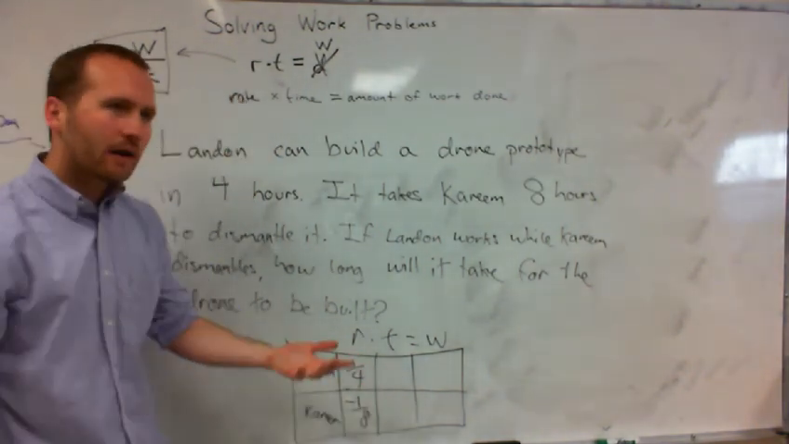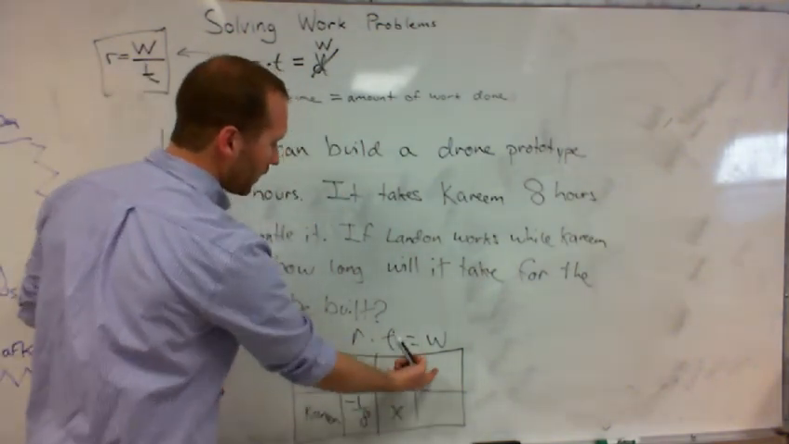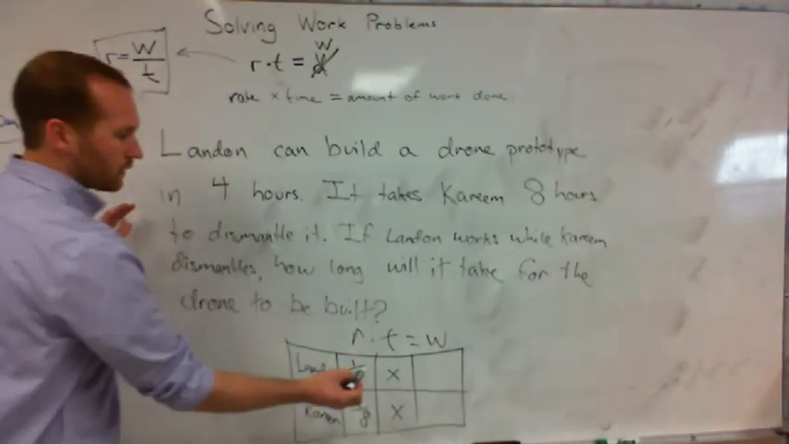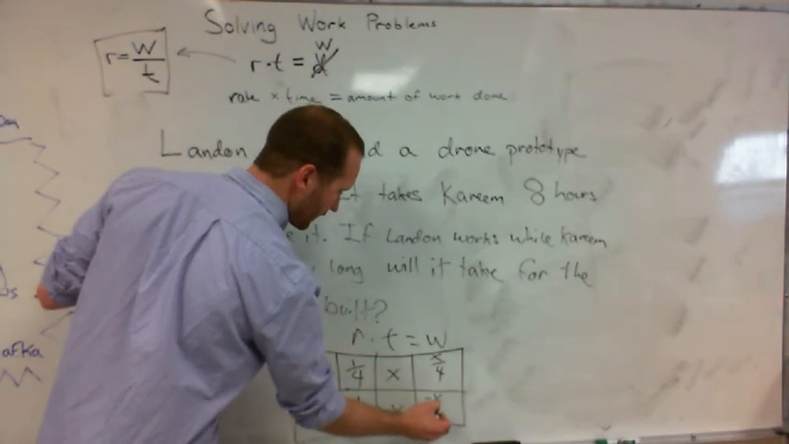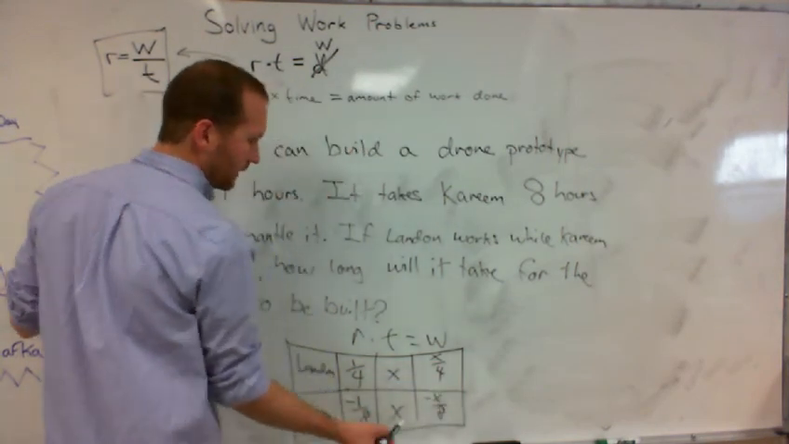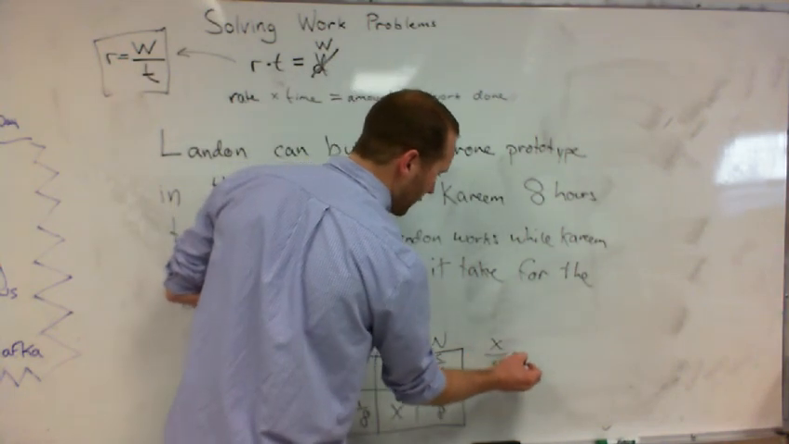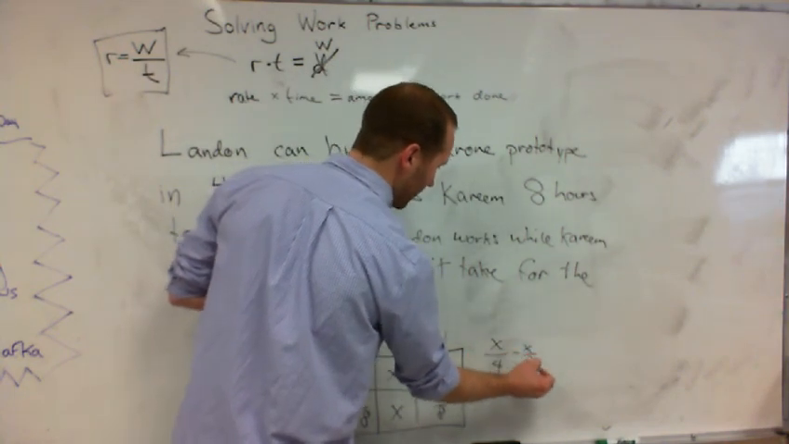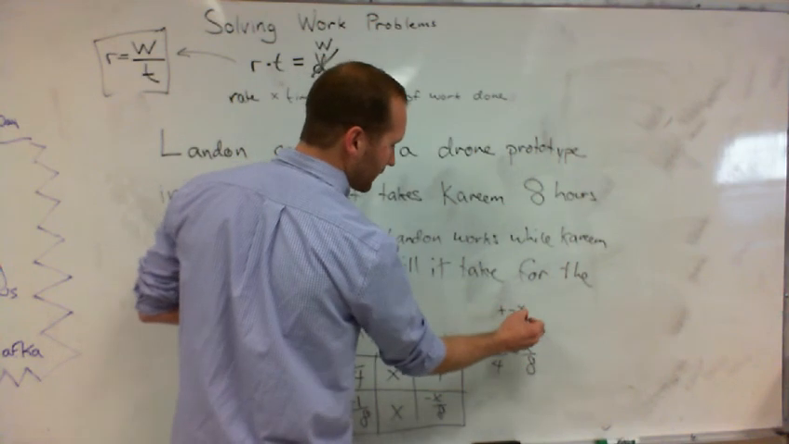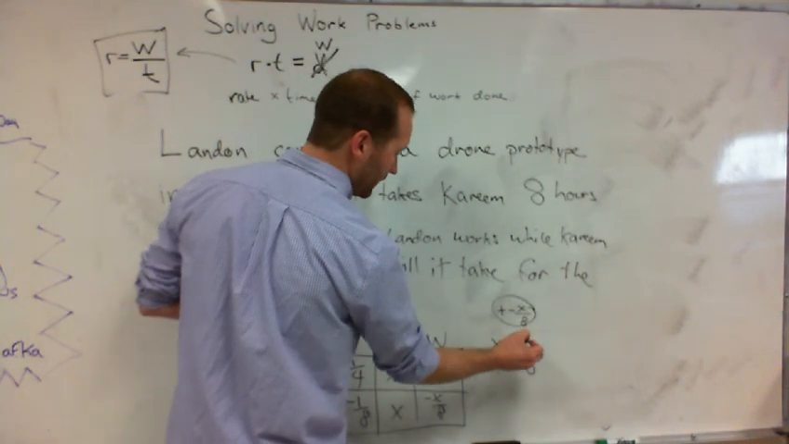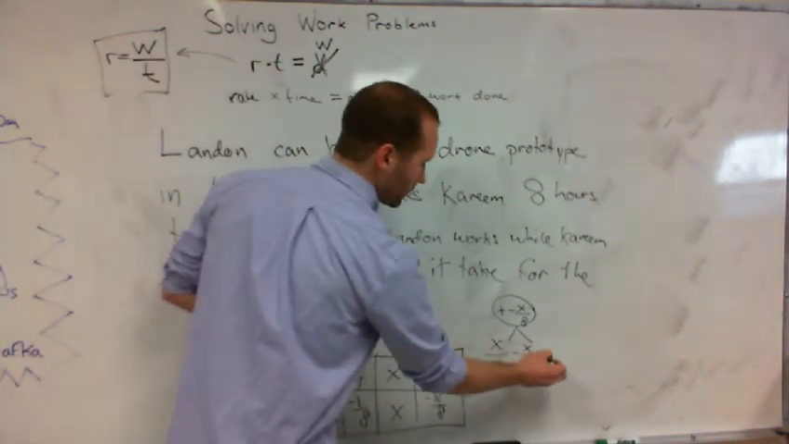Now time, again, x. Work. We're going to multiply x over 4 and negative x over 8. So we have x over 4 minus x over 8, in other words, plus a negative x over 8. This is the same thing as this. Equals 1.